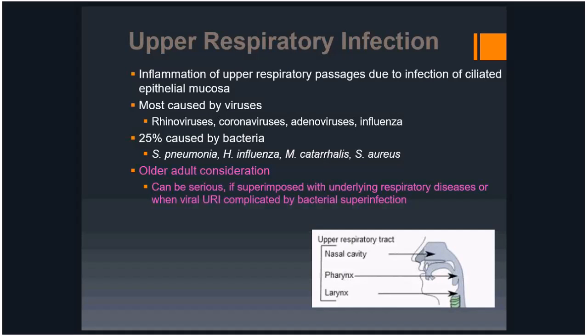Keep in mind that 25% is going to be caused by bacteria. Be mindful that in older adults, this can be serious, particularly if superimposed with underlying respiratory diseases or if viral upper respiratory infection is complicated by bacterial superinfection.